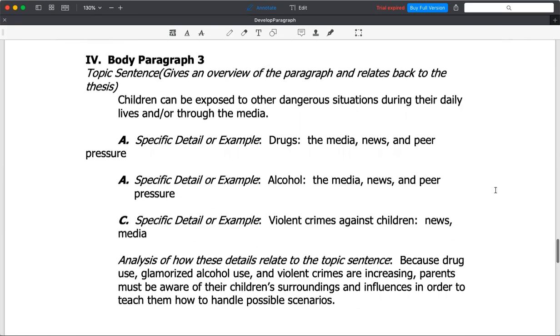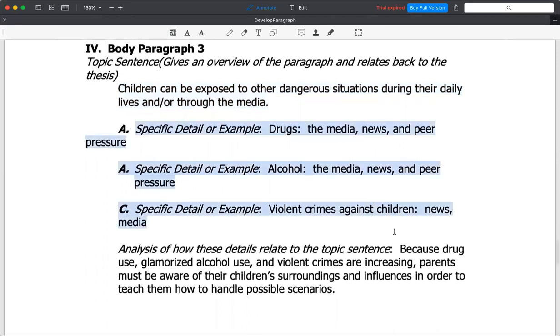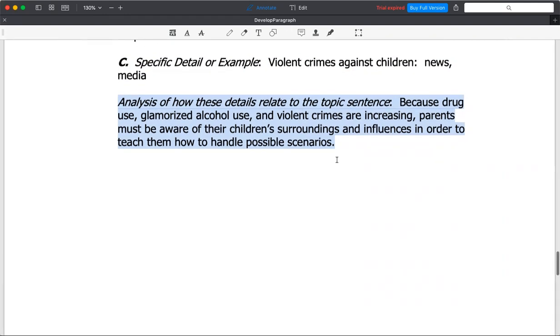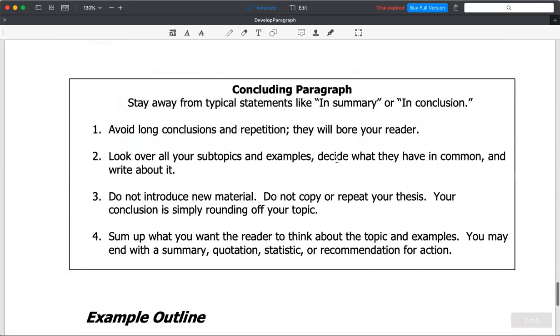The third body paragraph outline in this case starts with a topic sentence. The topic sentence needs to introduce one idea only. I can say children can be exposed to other dangerous situations during their daily lives or through the media. And then I have three different types of examples. I would say in media: drugs, alcohol, and violent crime. And the analysis would be: because drug use, glamorized alcohol use, and violent crimes are increasing, parents must be aware of their children's surroundings and influences in order to teach them how to handle possible scenarios.